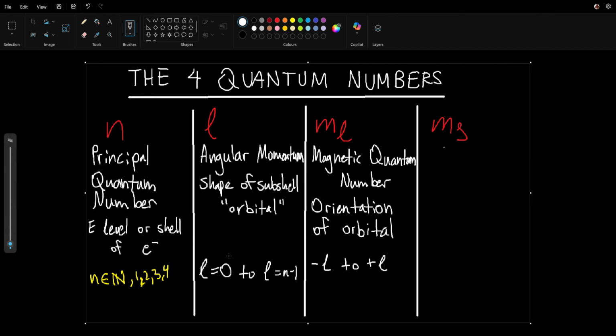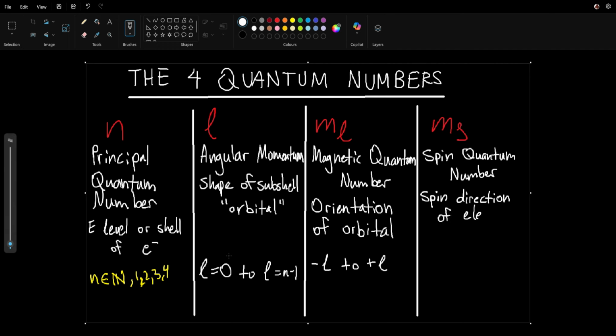Lastly, we have M subscript S, which is the newest one, or the spin quantum number. Now the spin quantum number basically just says the spin of an electron. This goes into a lot of specific theories in string theory or other fields of science, but really all we've got to know right now is just that electrons with their charges and stuff can be attributed to the specific spin that they have.